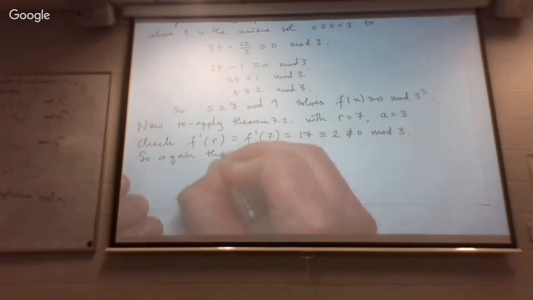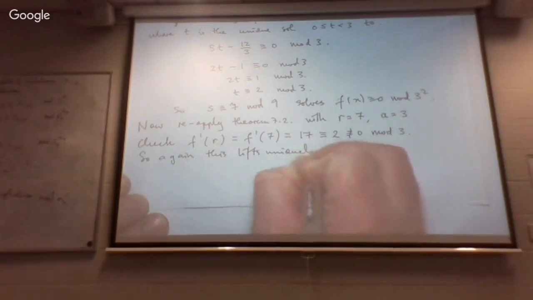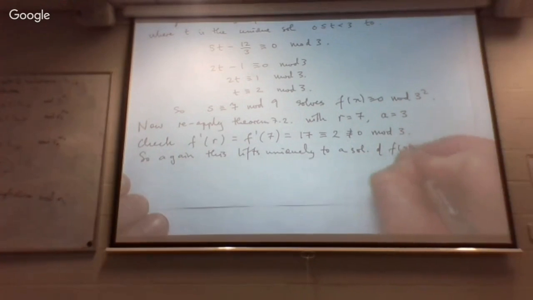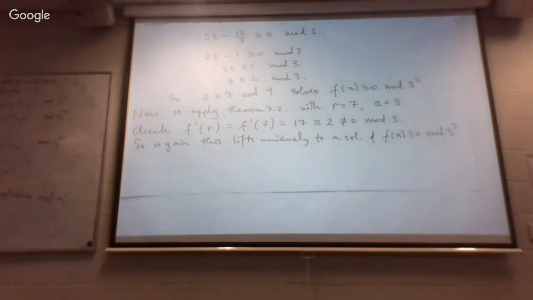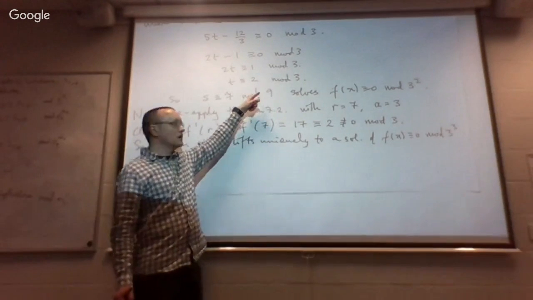So again, this lifts uniquely to a solution of f of x congruent to 0 modulo 3 cubed, modulo 27. I mean, modulo 9 still in this bit. Here we're starting from a solution modulo 9.